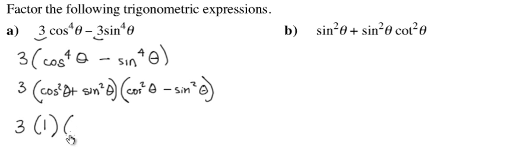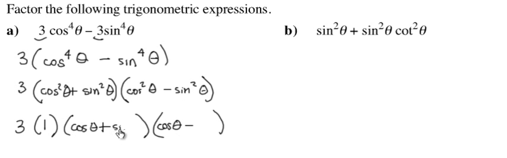This is a second difference of squares, as I mentioned, so we can split that up, put a plus and a minus, and cosine squared would have come from cosine theta times cosine theta, and our sine squared would have come from sine theta times sine theta. Of course, you could just toss that 1 and just say it's 3 times cosine plus sine times cosine minus sine, and that's as factored as that thing will get.